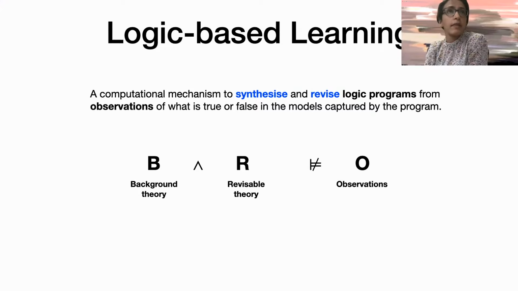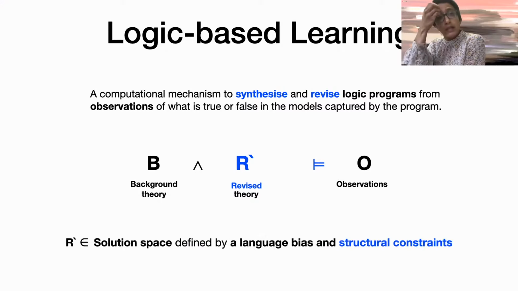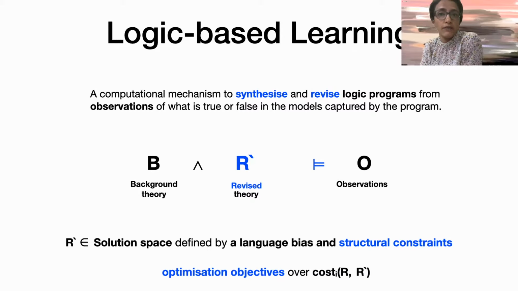And this is a mechanism for synthesizing and revising logic programs from observations of what's true in the models captured by the program. So given a fixed theory, which we call a background theory, which is not subject to change, and a revisable theory, which is subject to change, and which together do not entail observations, the aim is to find a revised theory such that that entailment relationship holds. The solution space we can constrain by giving a language bias, so by providing information about the signature which can appear in the revisable theory, or constraints over the kind of relationships that can hold structurally between these different requirements. We can also introduce optimization objectives over these revisions to give preferences to some over others.